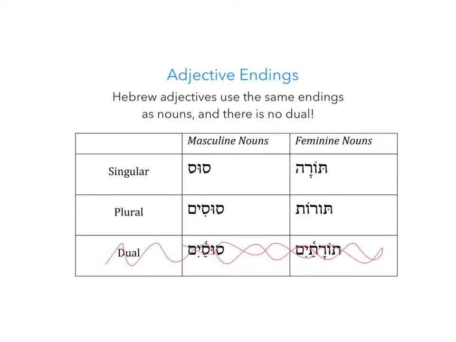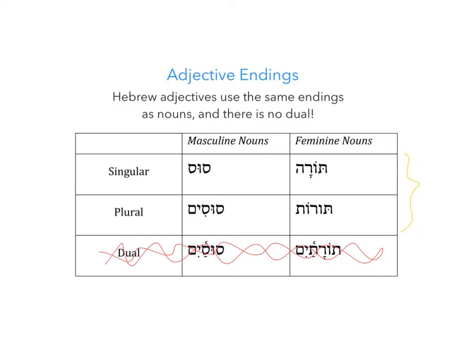There is almost no such thing as a dual adjective. Really the only place we'll see dual adjectives is in those few cases that deal mostly with numbers, pairs of things, for example. But for the most part, 99% of our occurrences, we're going to be focusing on these top four quadrants. Adjectives only show up with nouns that are either singular or plural, masculine or feminine, and they use those same noun endings.